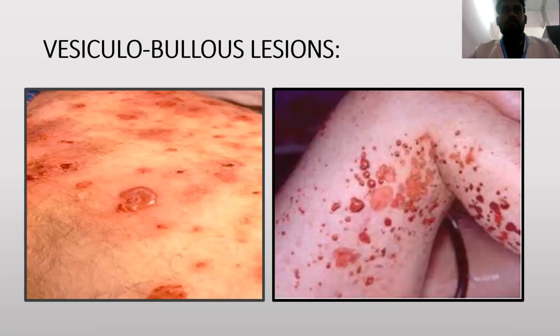So these are the vesicular-bullous lesions, which can be seen. Some are purpuric here. We can see.